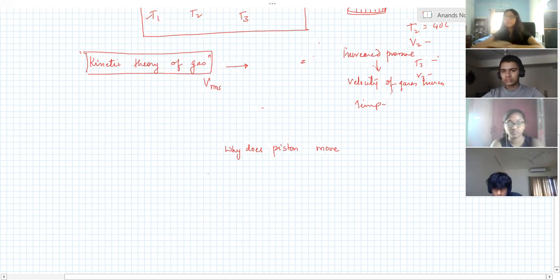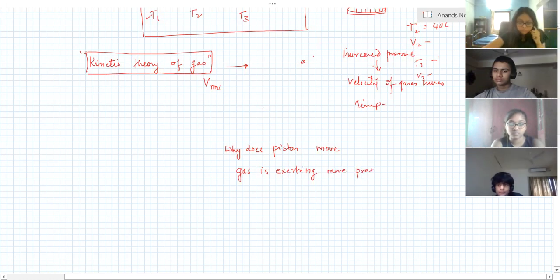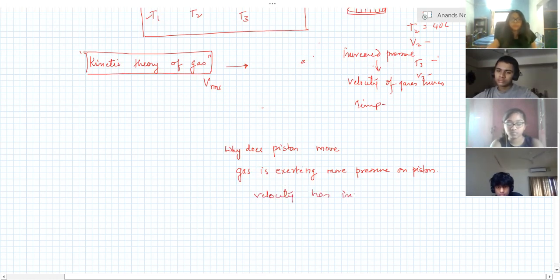So to answer the other question, why does the piston move? Because the gas inside the cylinder is exerting more pressure on the piston. Why is it exerting more pressure on the piston? Because its velocity has increased. Velocity doesn't mean straight-line velocity. It is the random velocity with which the molecules of the gas are vibrating.